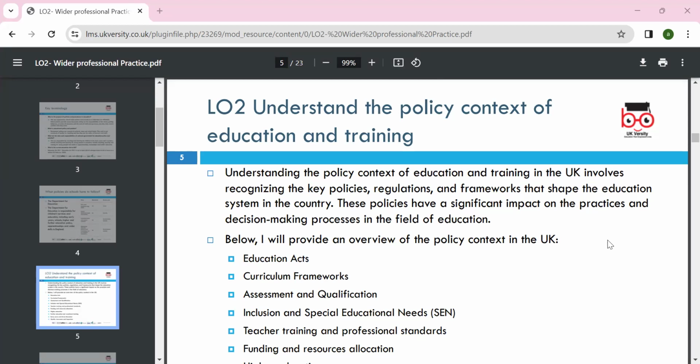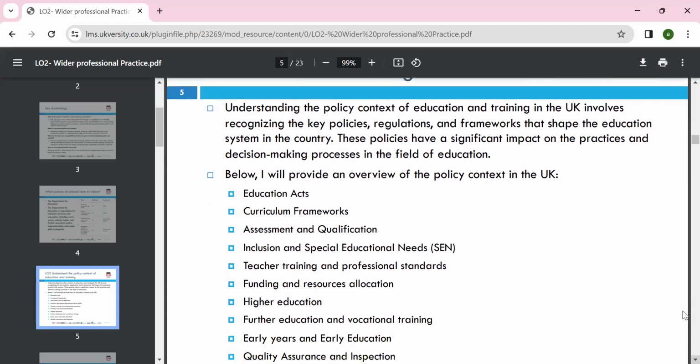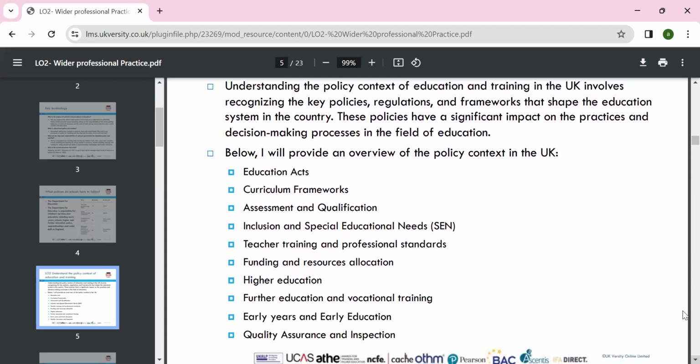Regulations and frameworks shape the education system in the country. Policies have a significant impact on practice and decision-making processes in the field of education. Below, I will provide an overview of the policy context. We have the Education Act, assessment and qualification, inclusion and special educational needs, SEN, of course, as you know very well. Then teaching and training and professional standards, funding and resource allocation, higher education, further education, vocational education, the grading criteria, and quality assurance and inspection.